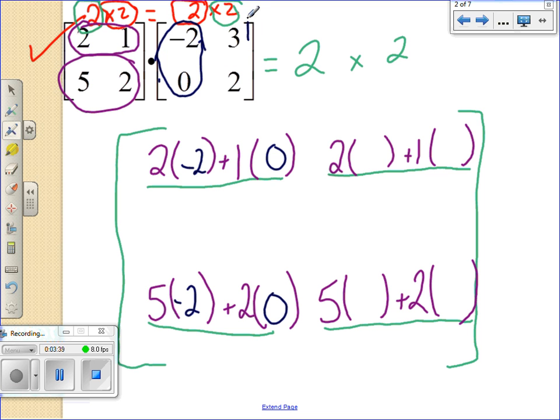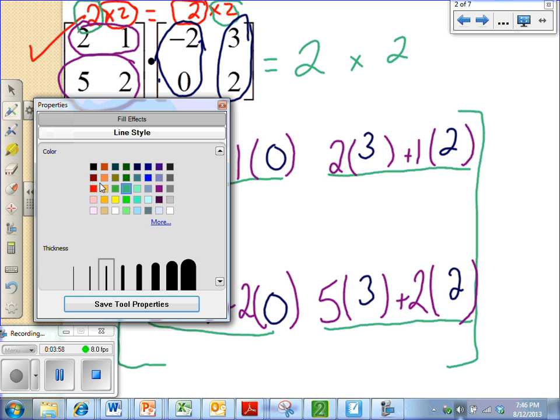Now I'm going to pull the second column of my second matrix. So that means it's going to be 3, 2. Whatever I put at the top, I got to put at the bottom. So once again, 3, 2. Okay? So now you just do the math to figure out your answer.